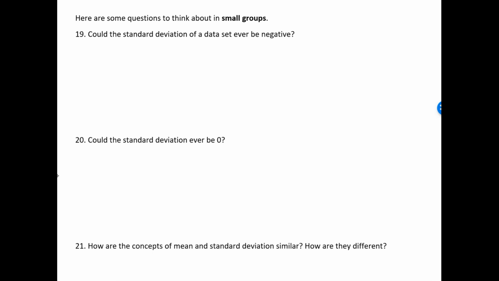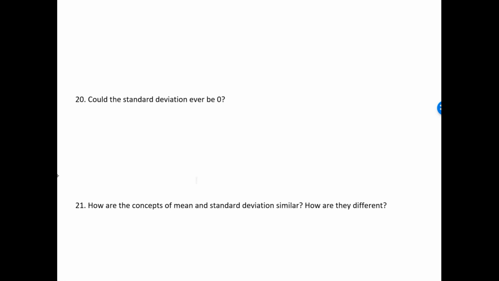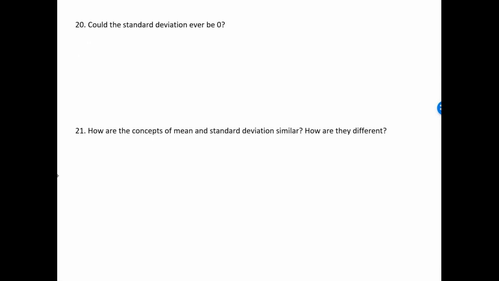Then, could the standard deviation ever be 0? Is it possible to have a data set with a standard deviation of 0? And if so, what would that look like? How do you get that? What does that 0 mean?